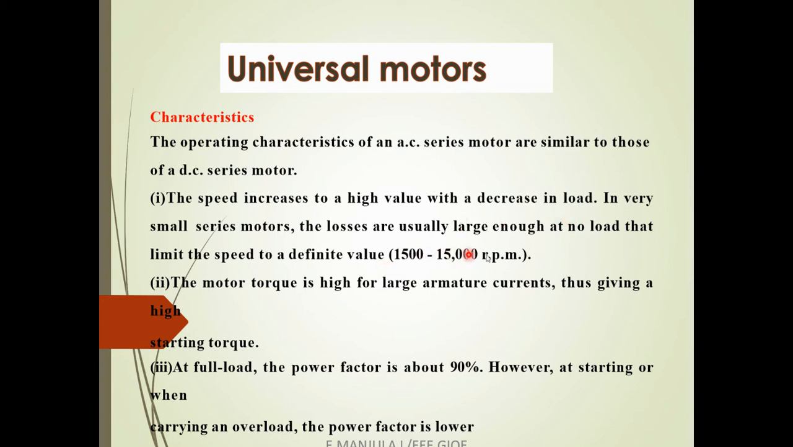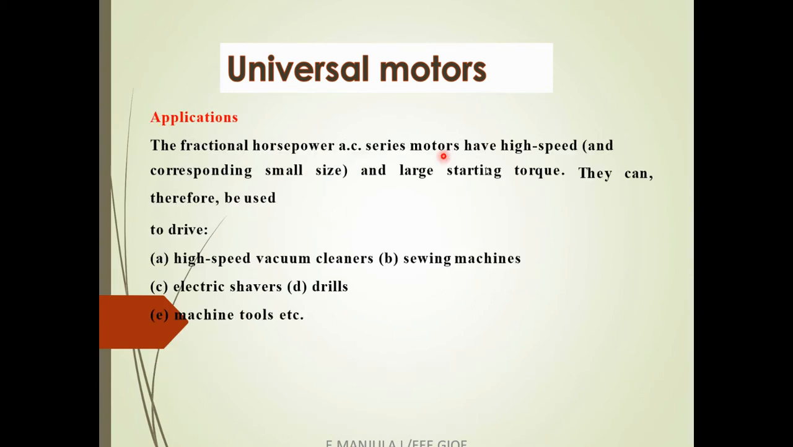definite value, that is 1500 to 15,000 rpm, and the motor torque is high for large armature currents, thus giving a high starting torque. At full load, the power factor is about 90 degrees. However, at starting or when carrying an overload, the power factor will be lower.